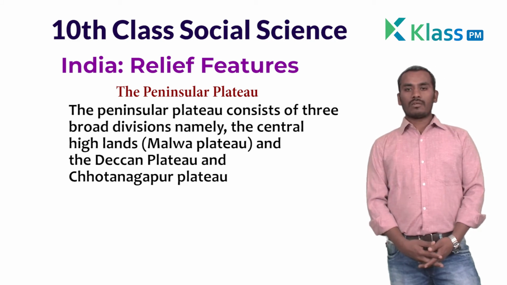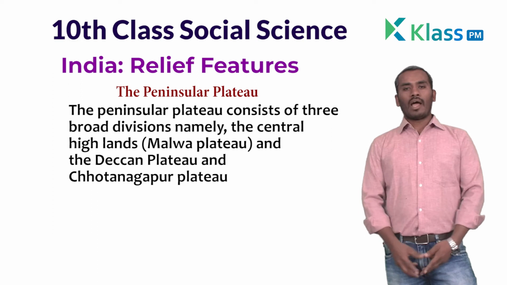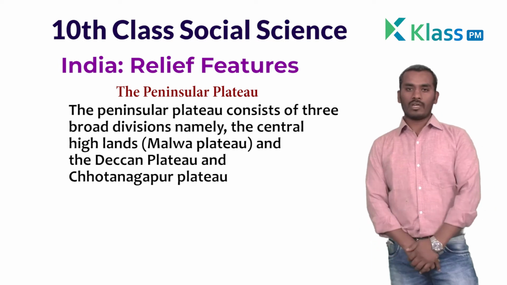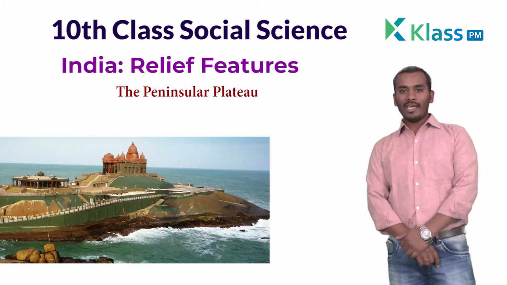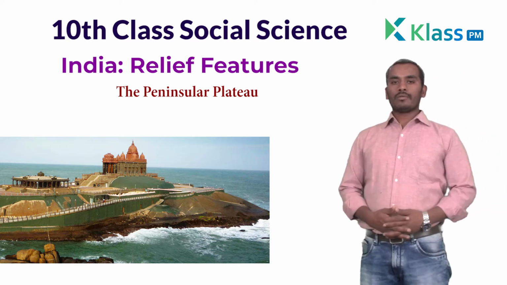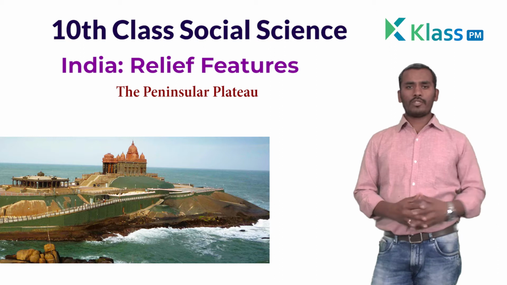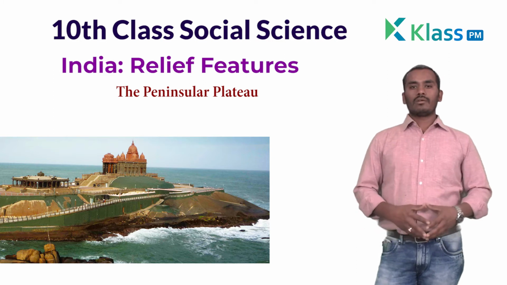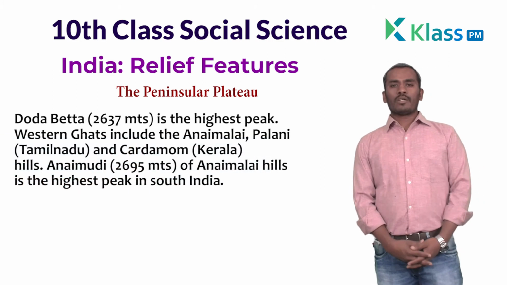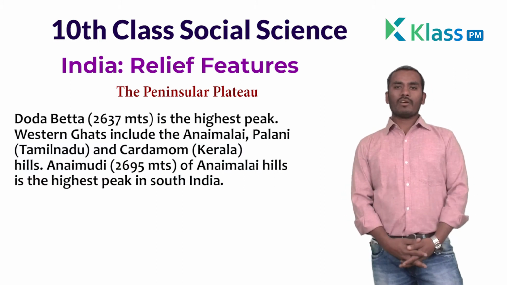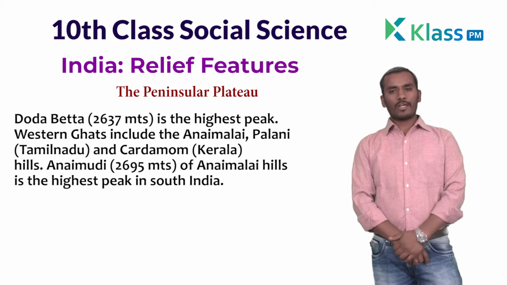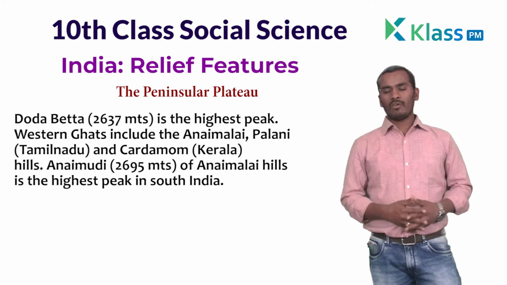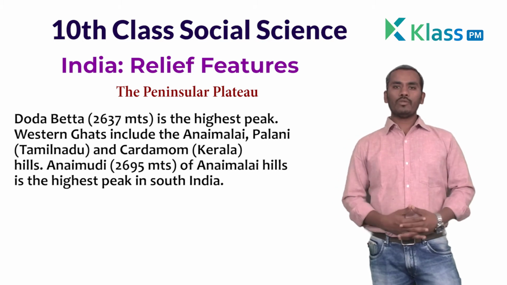This plateau is covered with water on three sides, and the western edge is covered by the Western Ghats and the eastern edge by the Eastern Ghats. The tip of this plateau region is Kanyakumari. So here we have these major divisions like the Malwa Plateau, Deccan Plateau, Chotanagpur Plateau, Western Ghats, Eastern Ghats, and other areas. Doda Betta is the highest peak of this plateau region. And the Nilgiris, the Satpura ranges as well as the Vindhya ranges also fall under this plateau region.